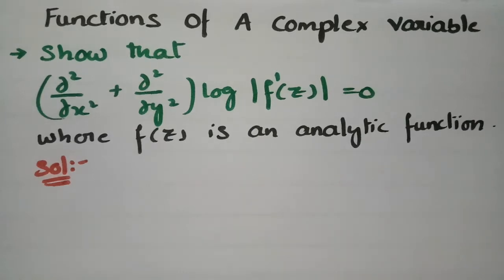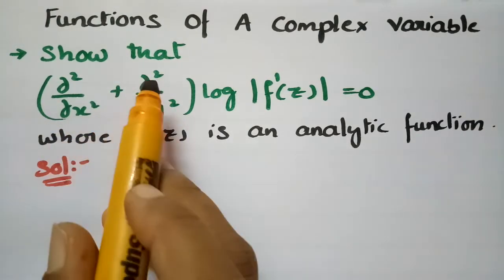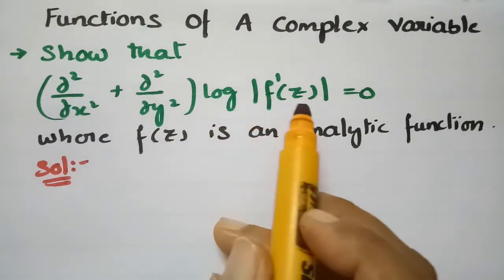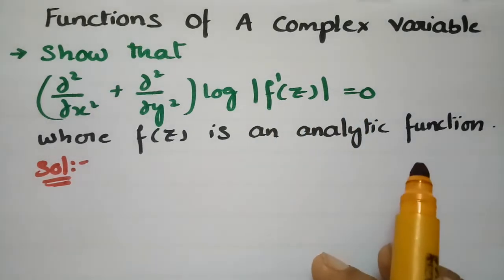In today's video, I am going to solve the most important problem from functions of complex variables. Show that (∂²/∂x² + ∂²/∂y²) log|f'(z)| = 0, where f(z) is an analytic function.